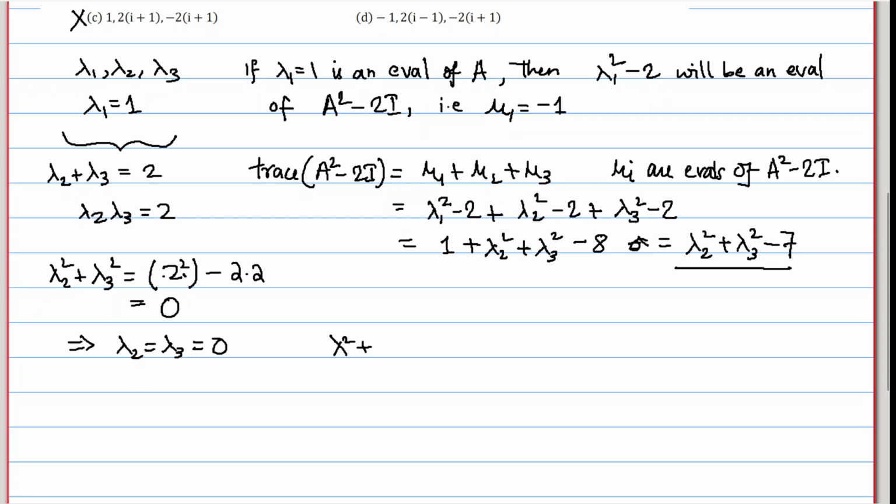Not plus 2 minus 2 lambda. Lambda square minus 2 lambda plus 2 equal to 0. So what are the roots? Plus 2 is equal to 0.